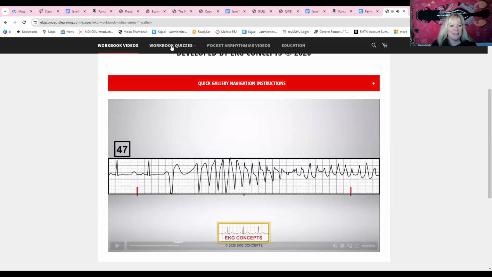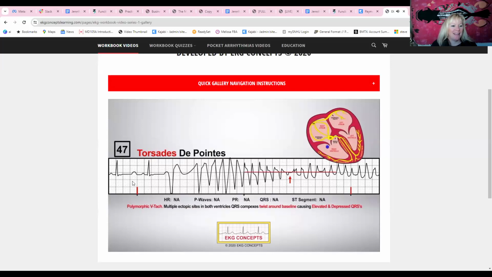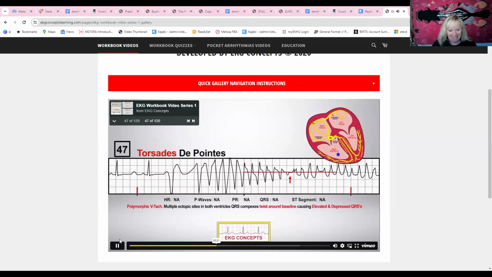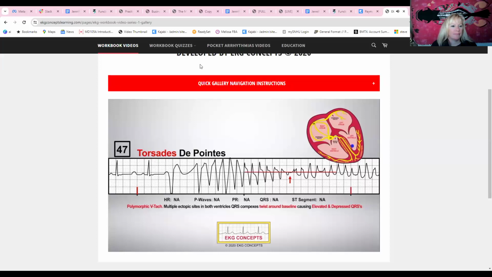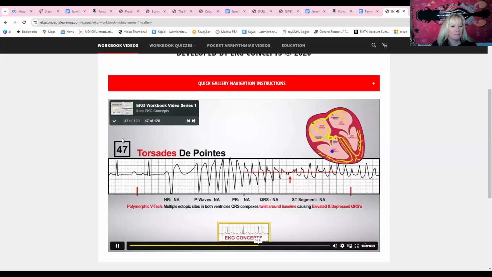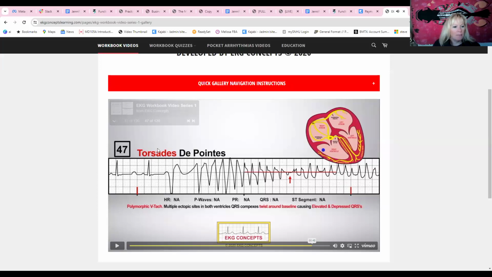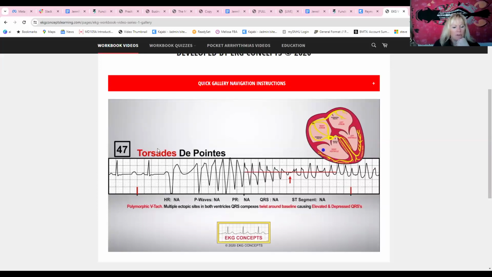Okay, any guesses? Let's see what we have in our guess box. We have a torsades. We have lots of torsades. Okay, let's see if you're right. I think you're onto something here. Get mag. Nice. So good job on everybody who chimed in. That was torsades. How long is too long for the QT?